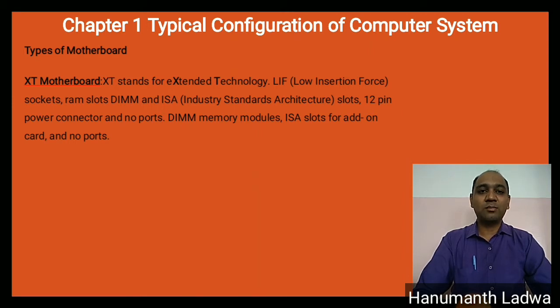So this type of motherboard consists of LIF socket, that is low insertion force socket, RAM slots, that is DIMM, dual inline memory module, and ISA, industry standard architecture slots, 12-pin power connector and no ports. DIMM memory modules, ISA slots for add-on card and no ports. Now let us see the example. Pentium 1, Pentium MMX and Pentium 2 processors are the examples of XT motherboard.